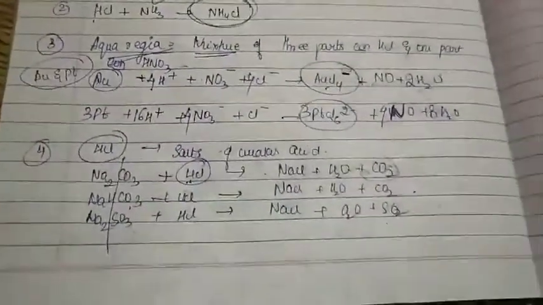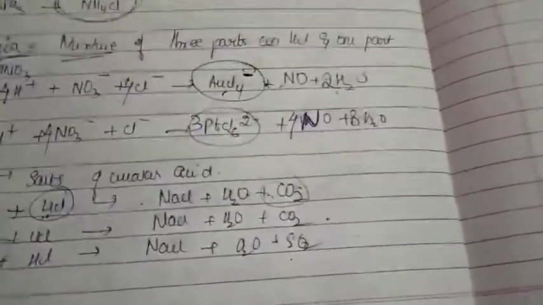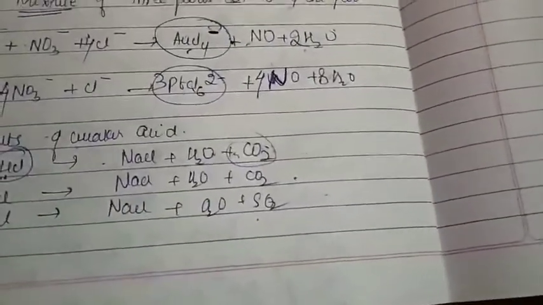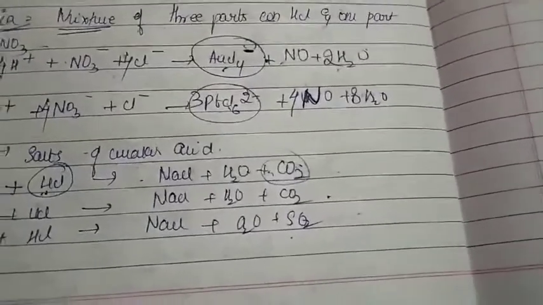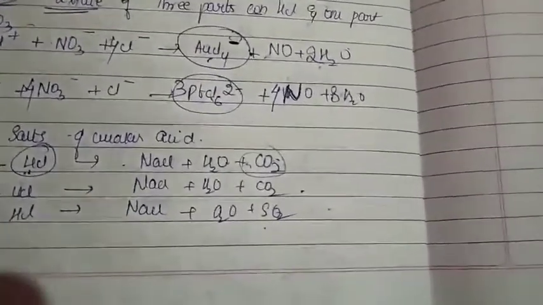So these were the certain important properties of your hydrochloric acid, HCl. Coming with respect to the uses, of course you can say the manufacture of chlorine.